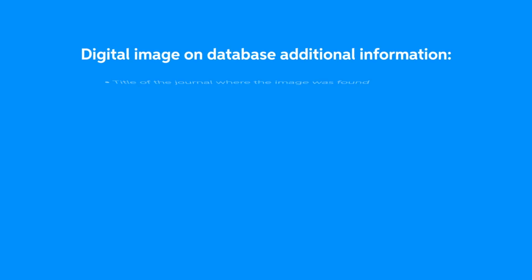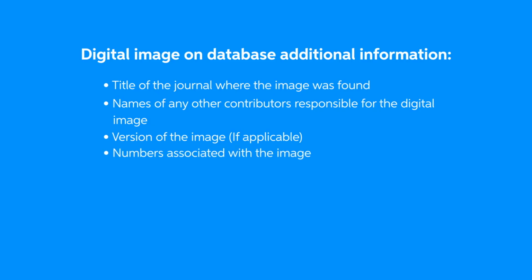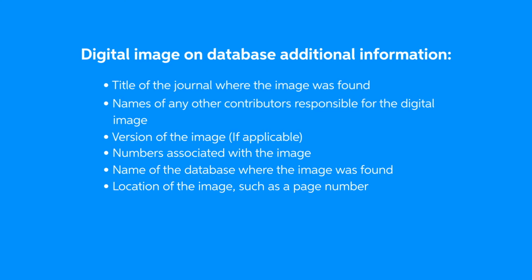Many digital images can be found on databases. Perhaps you found an image that is in a journal article on a database. In addition to the normal information you need for an image citation, you should also include the title of the journal where the image was found, the names of any other contributors responsible for the digital image, the version of the image if it has one, any numbers associated with the image. In this case, this can be a volume and issue number, the name of the database where the image was found, and the location of the image, such as the page number.